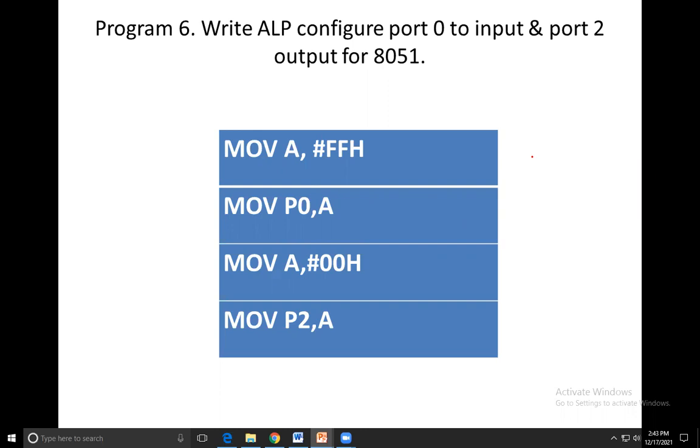This is an immediate addressing mode. So write down MOV A, P0 comma #0FFH. You know that the address of P0 is 80. Address of P0 is 80.